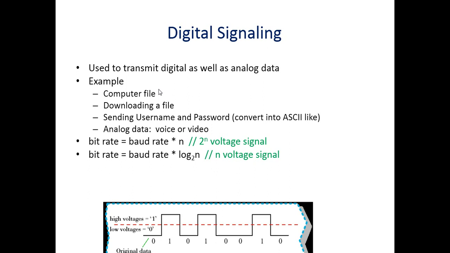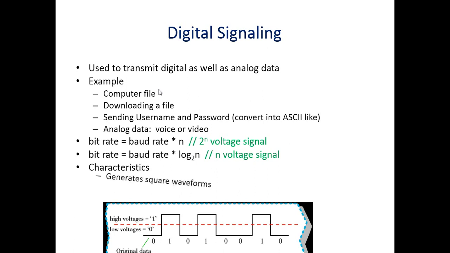And sometimes we can also transfer analog data using digital signaling. For example, voice, what we are speaking right now on a telephone system or such a system, is in the form of voice, which means analog data, and further the analog data is converted into digital data using digital signaling. And those are the formulas to calculate the bit rate.